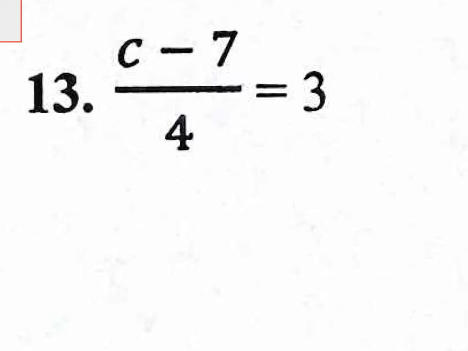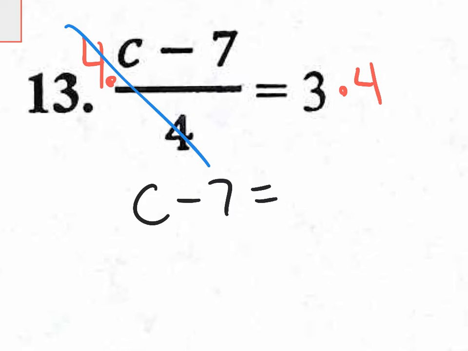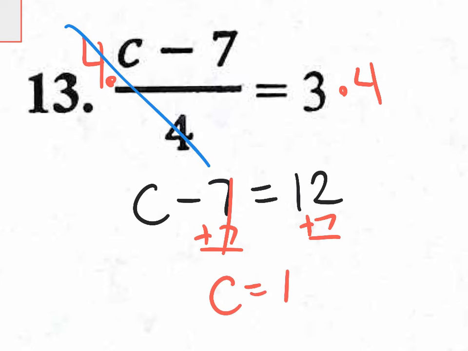You have to multiply by 4 on the top and the bottom. Yep. Multiply by 4. Put the 4 up here, put 4 over here to keep the balance. The 4's cancel because 4 divided by 4 is 1. You have c minus 7 left over equals 12. And now your final step, Angel? Plus 7. Plus 7. And you get c equals 19.